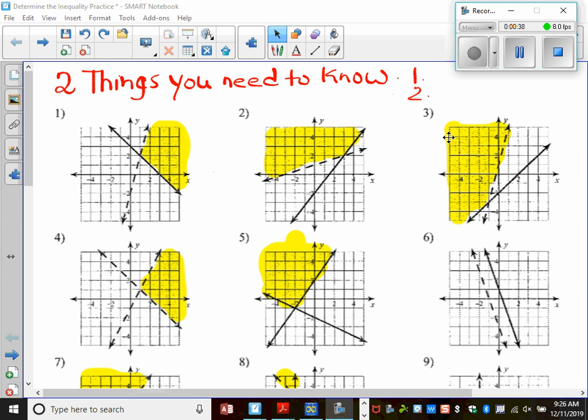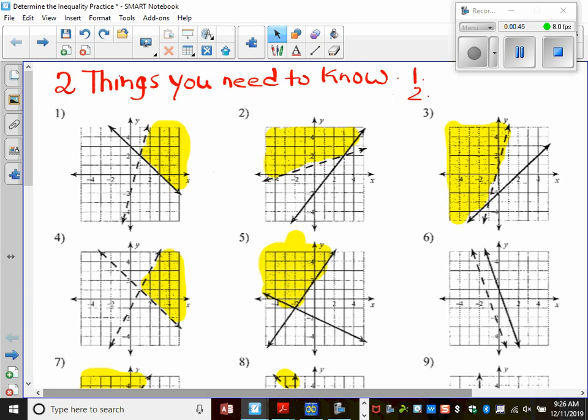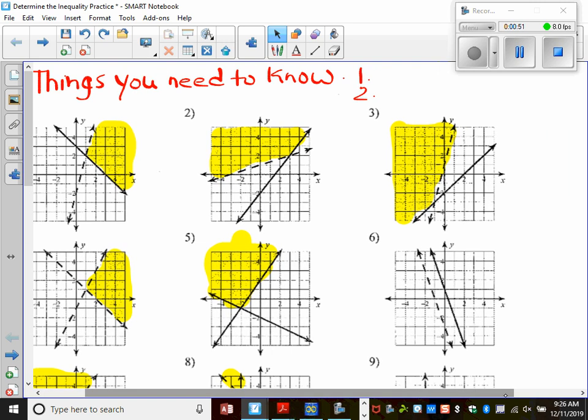So two things you need to know. You might want to write this at the top. Two things you need to know when you're trying to find an equation of a line or the inequality for the line. Okay, in this case, one, you need to know your slope. And who knows the other thing you need to know? Yes, the y-intercept. Because we are going to be writing these in slope-intercept form. So you're going to need to know the slope and the y-intercept.